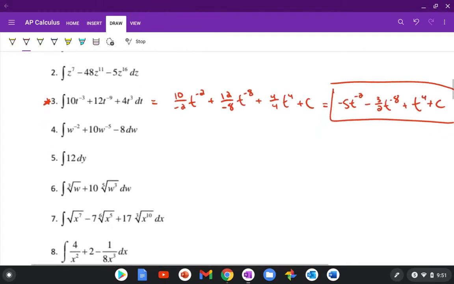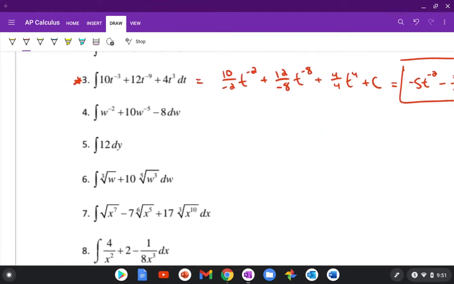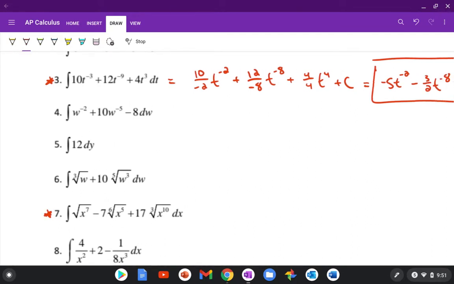You've also done some where you have radicals, so let's just do one of those real quick. Let's do a harder one here, like number 7. The first step, if you have a radical, is going to be to rewrite it as an exponent. So remember, on these, the top is the power, the bottom is the root. So this would be x to the 7/2, our integral out here still. So x to the 7/2 minus 7x to the 5/6 plus 17 x to the 10/3 dx.